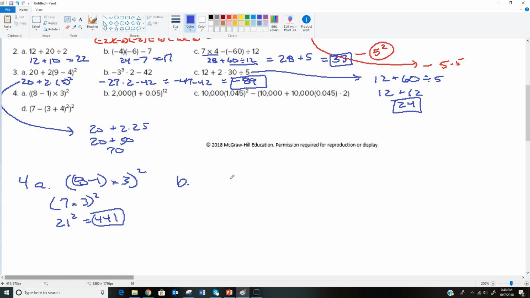For B, we've got 2,000 on the outside. 1 plus 0.0, whoops, got that in the wrong spot.